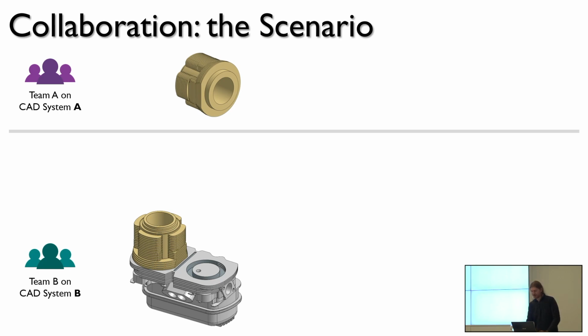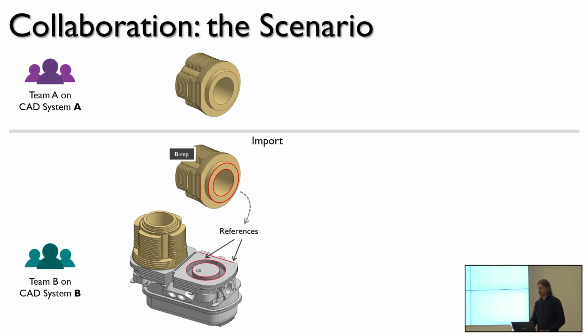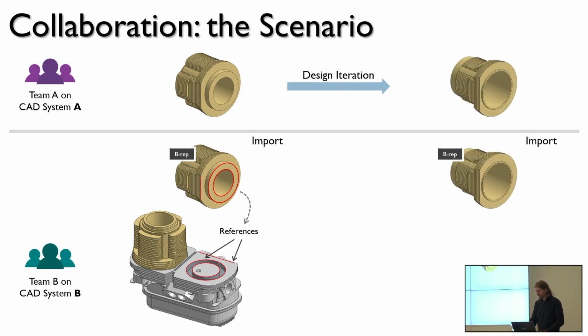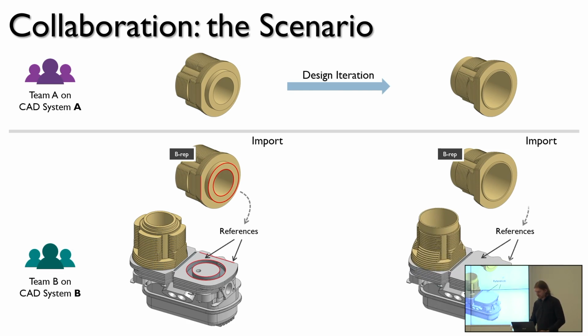Instead, what happens if team A updates their model? In order to collaborate, team B has to import the model from team A in a BREP format, which is limited to just the geometry and topology. Then references are manually created from the imported model. If there's an update, team B has to re-import the model as a BREP, and the reference engine no longer knows which entities need to be referenced. So then team B has to go back in and re-reference everything manually, and this takes a long time.